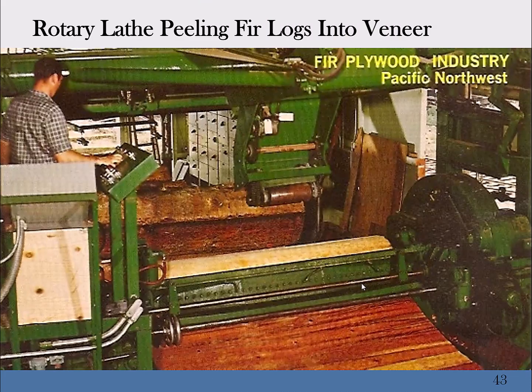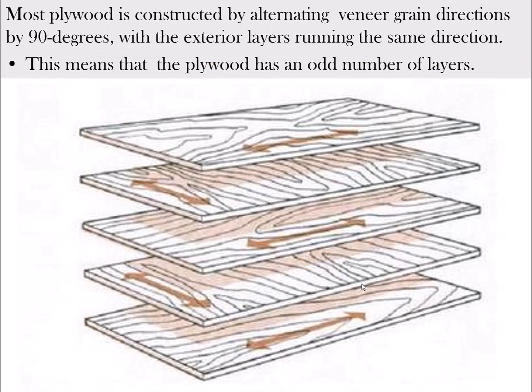Here they're running a bunch of fir into veneer for some kind of plywood. This is a smaller little outfit. The typical plywood plant nowadays is huge and automated, unlike this. So again, you're going to have an odd number of plywood veneers almost in every case. A little factoid that could be turned into a test question.